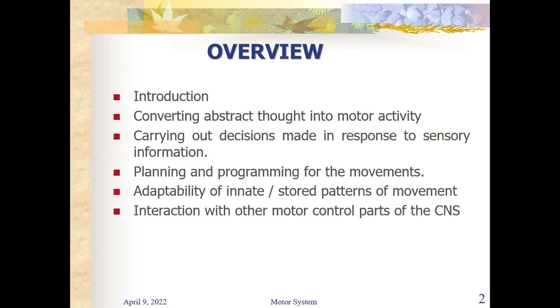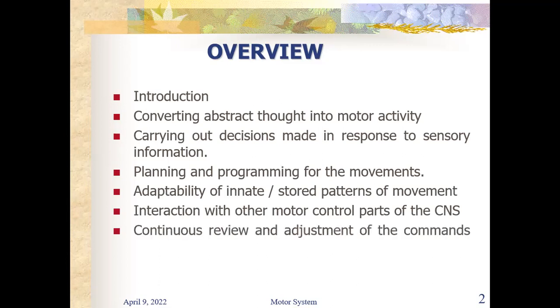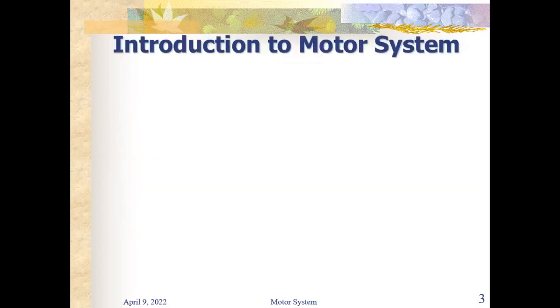And then we also look at the continuous review and adjustment of the motor plans, motor commands. That continuous review is done by the connections between the motor cortex and the cerebellum. So this is the overview of what we are going to look at.